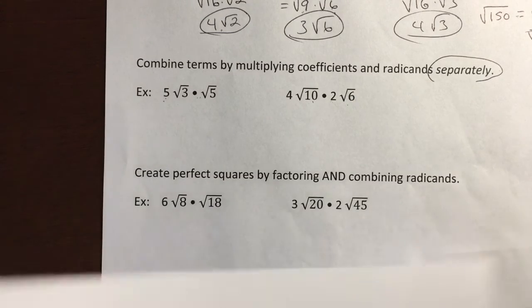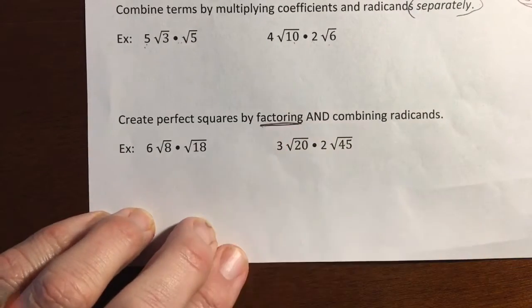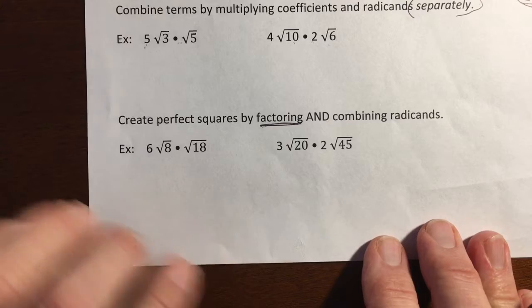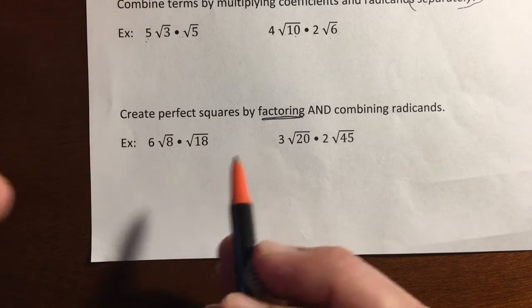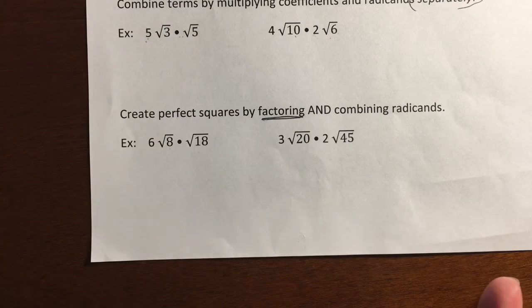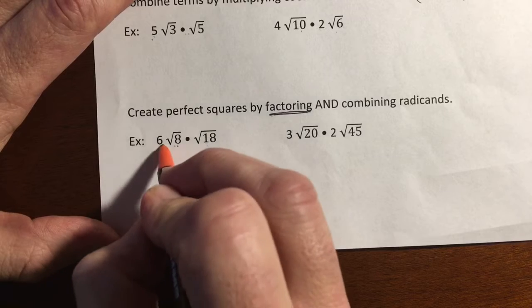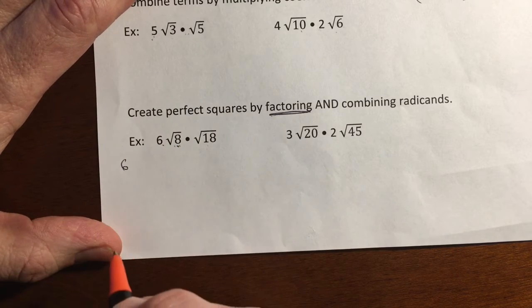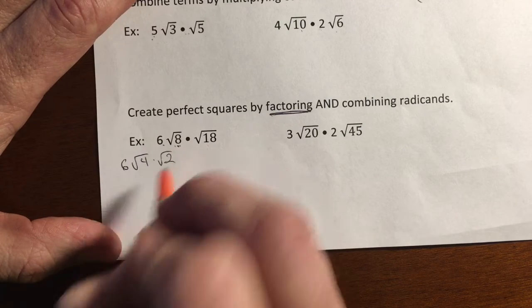Another method is on the page, create a perfect square by factoring first, and then combining radicands. So what do I mean by that? Bottom of the page, if I look at the first example, if I multiply the 8 times the 18, I'm going to get a number that I may not be able to work with. So I can break these down into perfect squares as such. So the 6 stays. This is 4 times 2. And we can jump ahead a little bit here. I'll just write square root of 4, square root of 2, just to save some room.